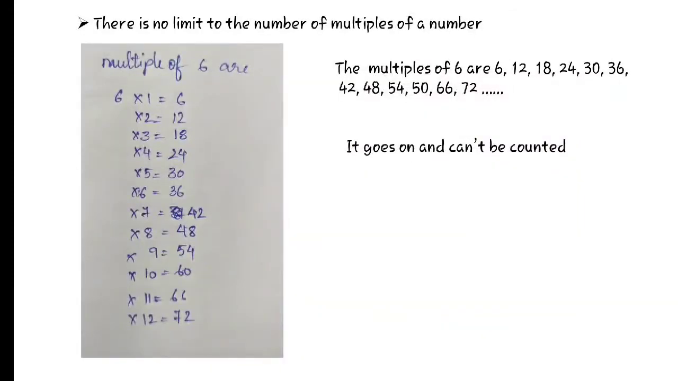And the second property is there is no limit to the number of multiples of a number. So if you look at the multiples of 6, they are 6, 12, 18, 24, 30, 36, 42, 48, 54, 60, 66, 72, and it doesn't stop at 72. It will go on. 6 into 13, 6 into 14, 6 into 15. It goes on, 6 into 100, 6 into 500, 6 into 700. So basically, the multiples of a number cannot be counted. It is uncountable.